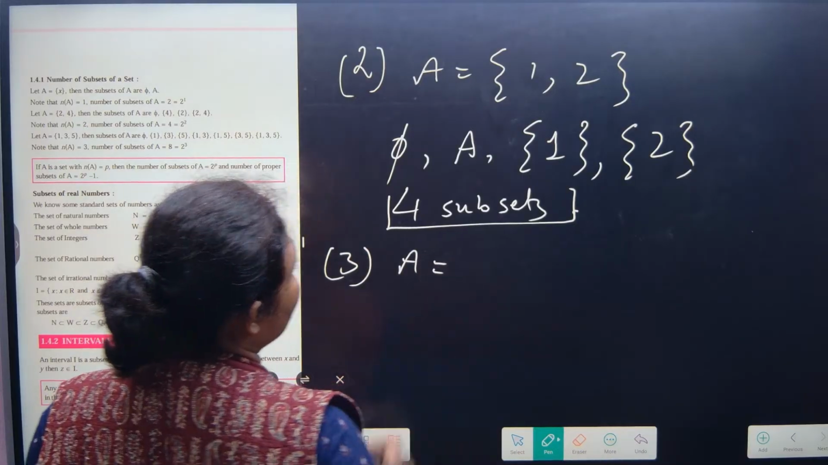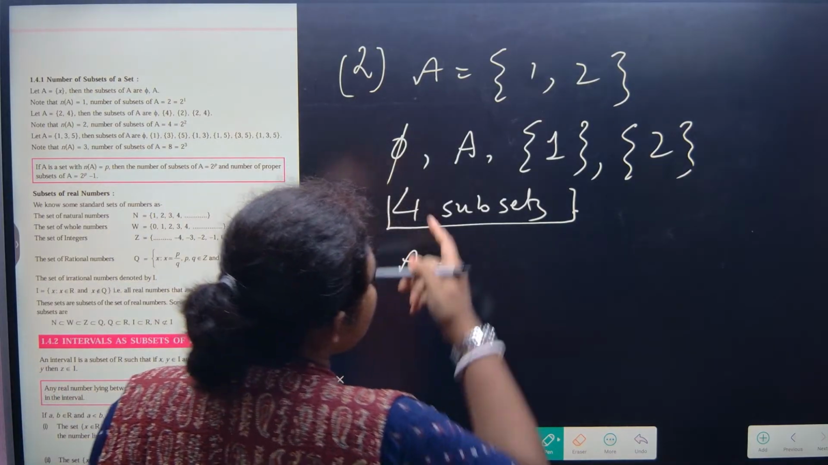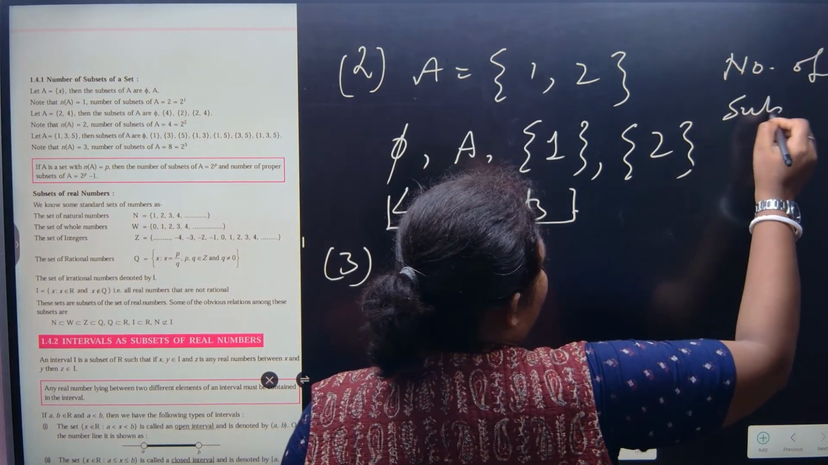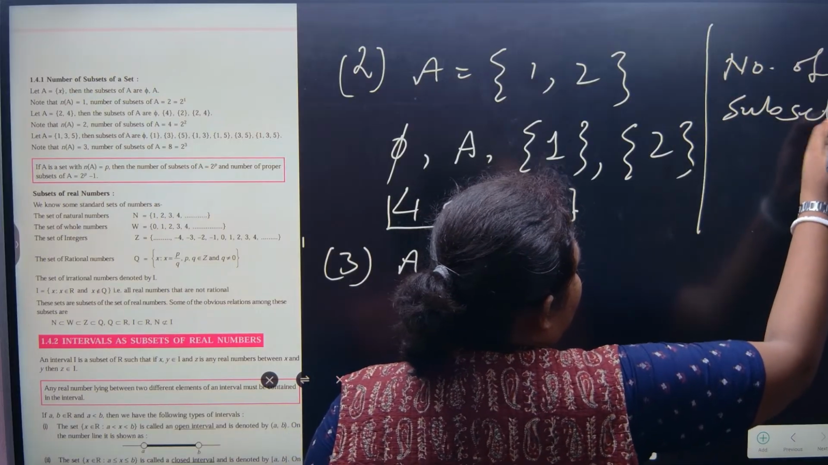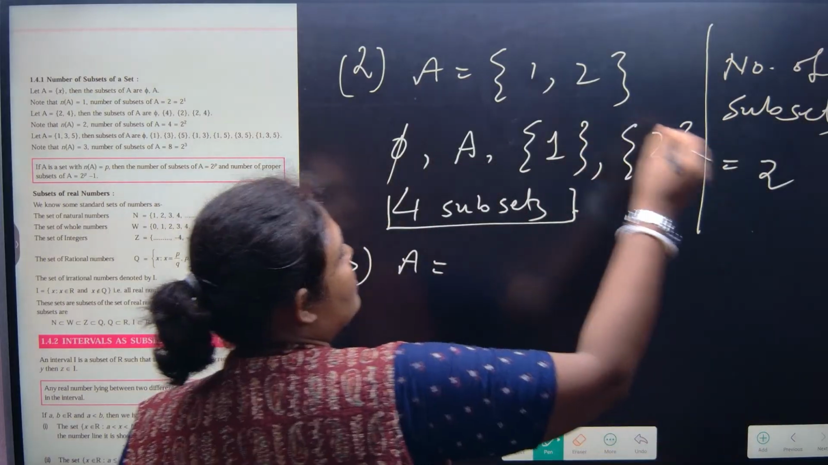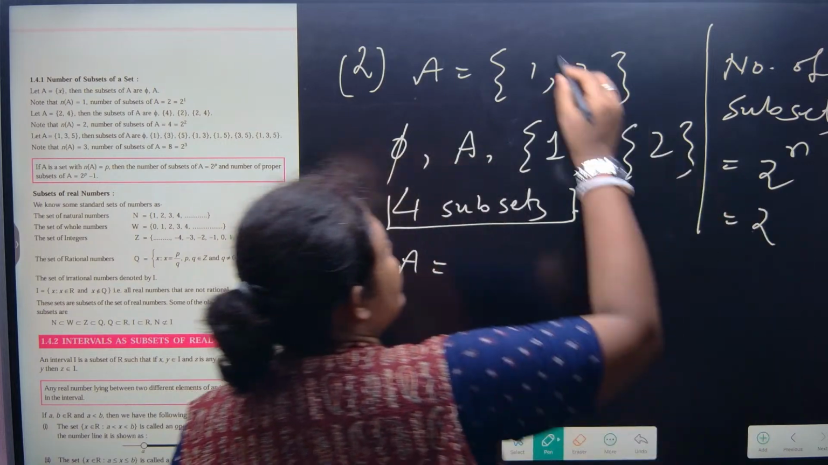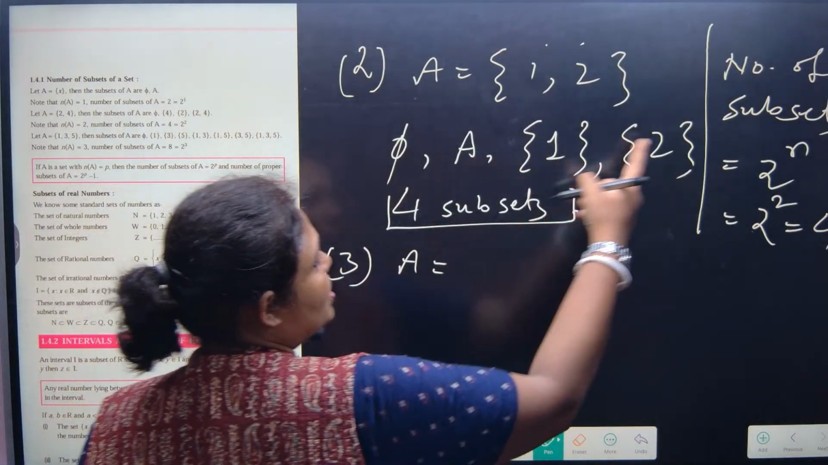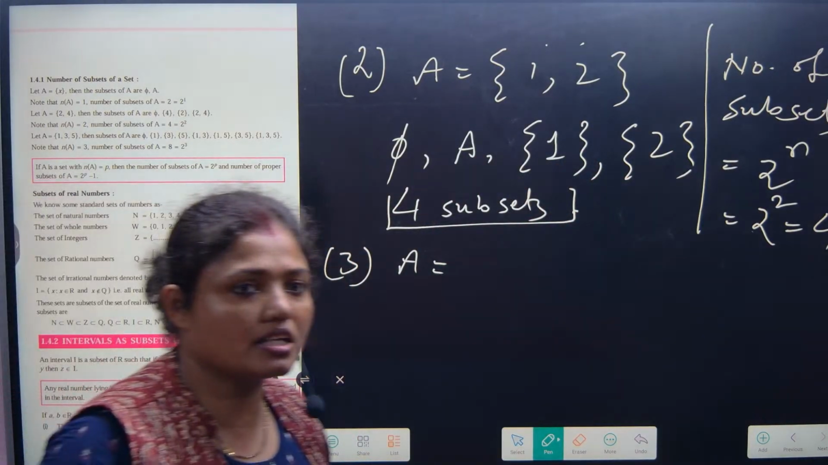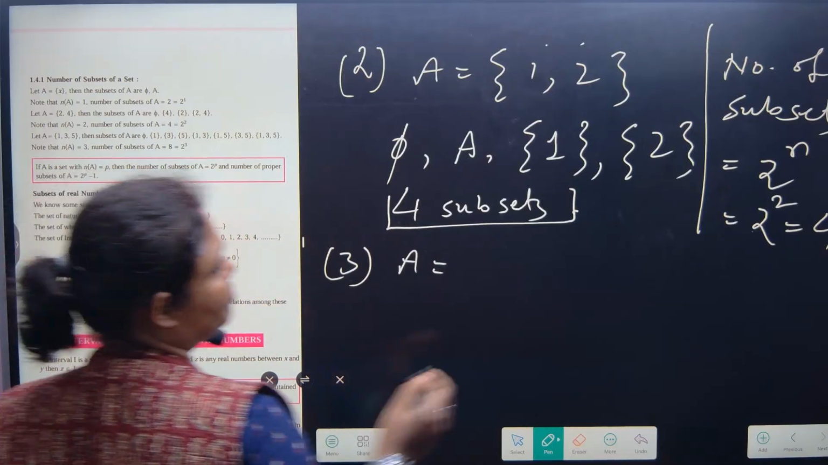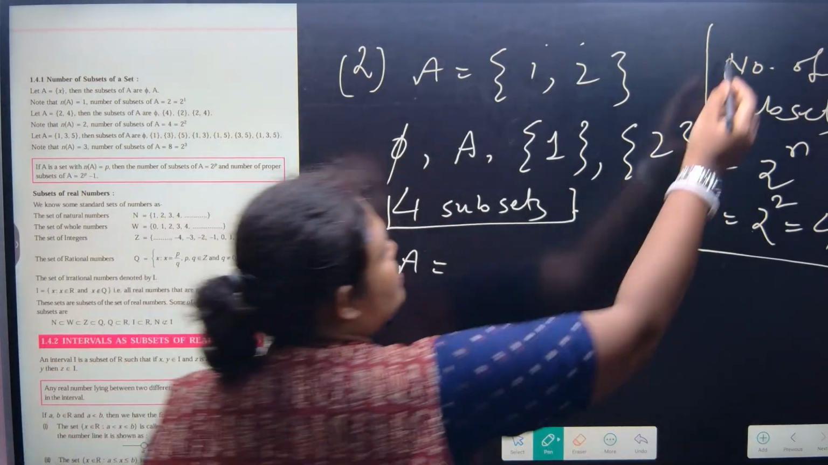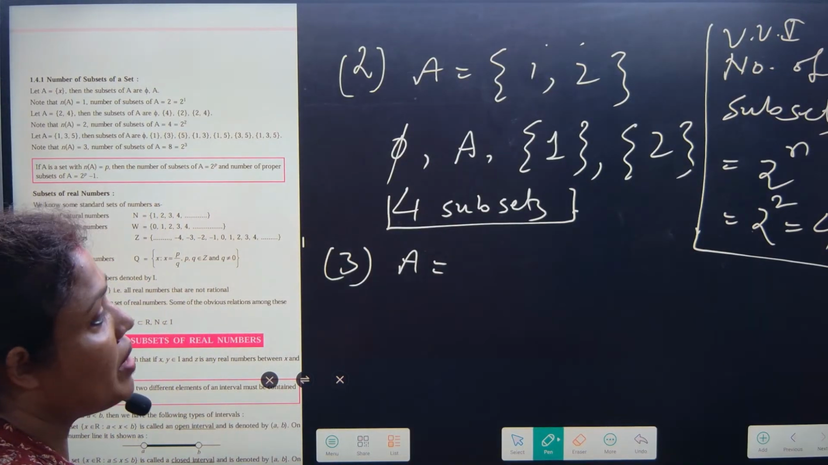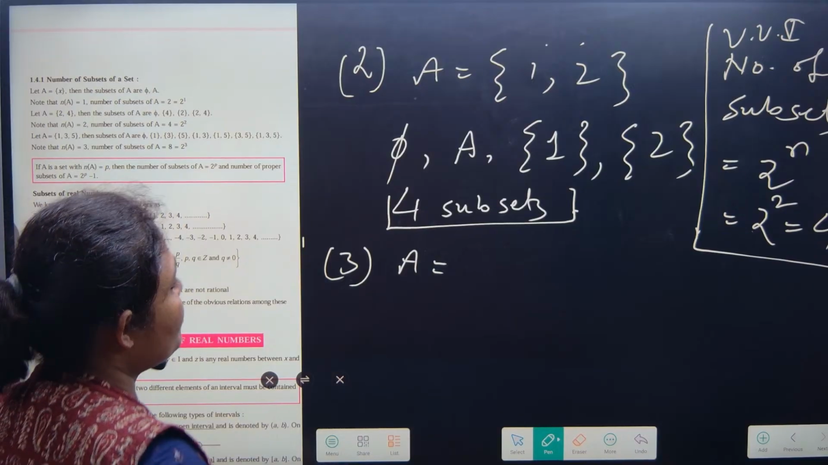See, the number of subsets equals 2 to the power n. Now what is n? 2 squared, 4. See, we have 1, 2, 3, 4. How many subsets are there? 4 subsets, right? So this is also important, the number of subsets of a set.